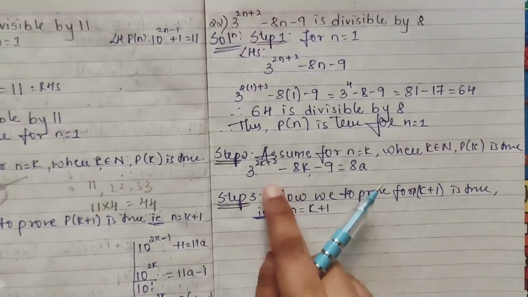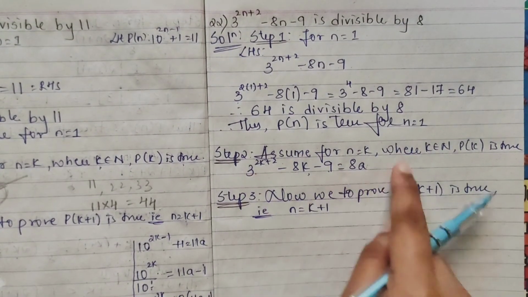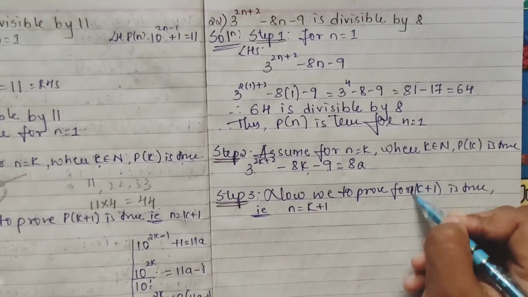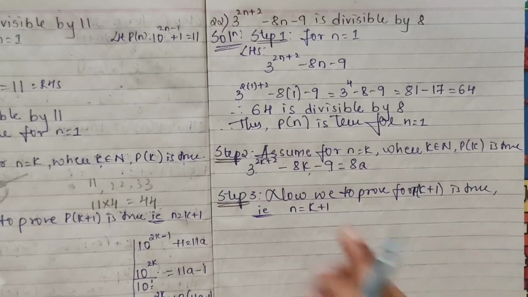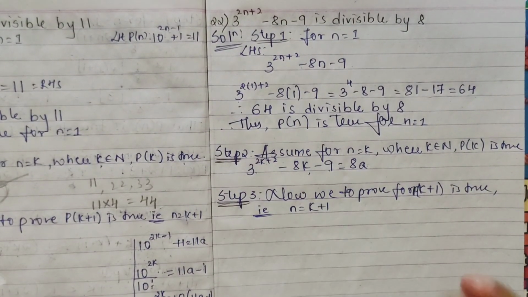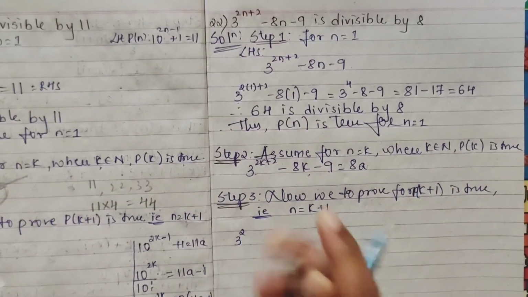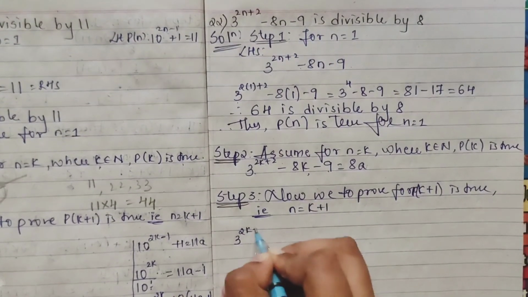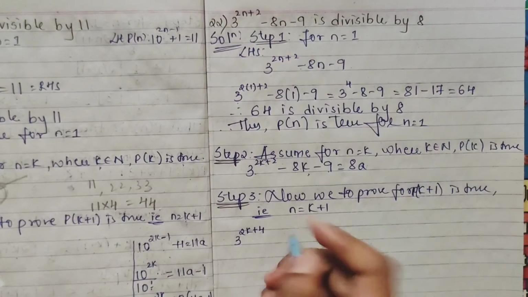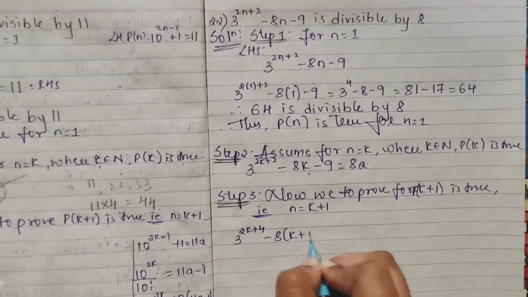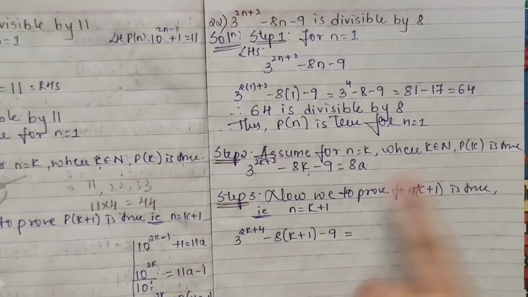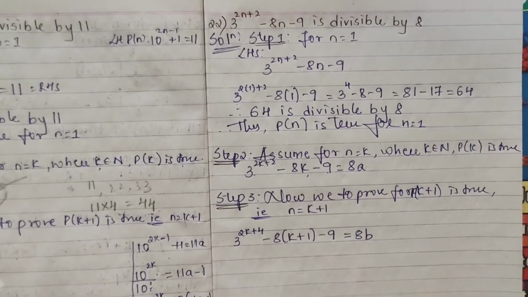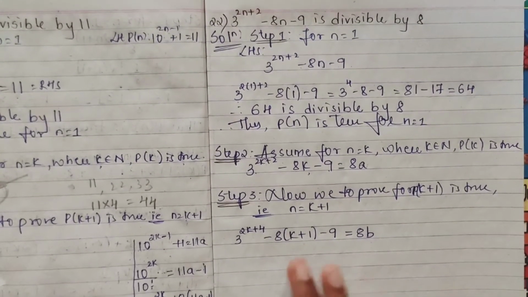Step 3. Obviously, if this statement is true, it means you are assuming k is also true. We have to prove for k plus 1 that P of k plus 1 is true, that is n is equal to k plus 1. So wherever n is there, we are putting k plus 1. Here if I put k plus 1, what will I get? 2k plus 2 plus 2. So I will get 2k plus 4, right? Minus 8 times k plus 1 minus 9, which is equal to, again, 8b. We are assuming it as 8b. It will be a multiple of 8. I hope this much is clear for you.